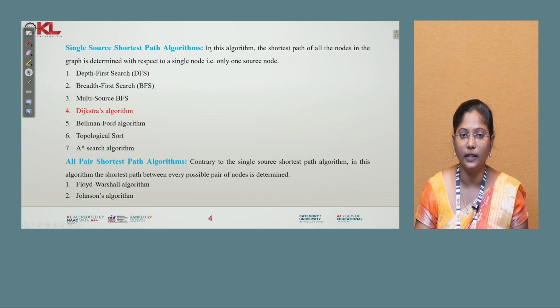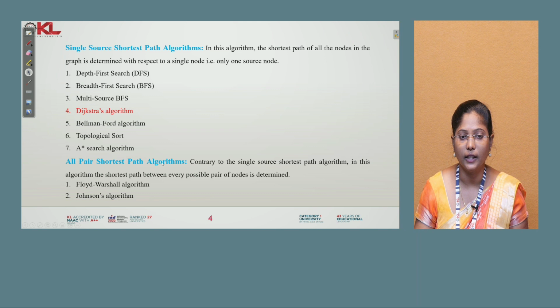Single source shortest path algorithm: in this algorithm, the shortest path to all the nodes in the graph is determined with respect to a single node. That is, only one source node is available, and within that, all the nodes' distances will be calculated. The algorithms of single source shortest path are depth first search, breadth first search, multi-source BFS algorithm, Dijkstra's algorithm, Bellman-Ford algorithm, topological sort, and A-star search algorithm.